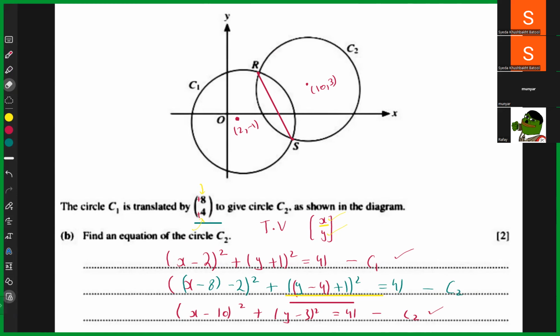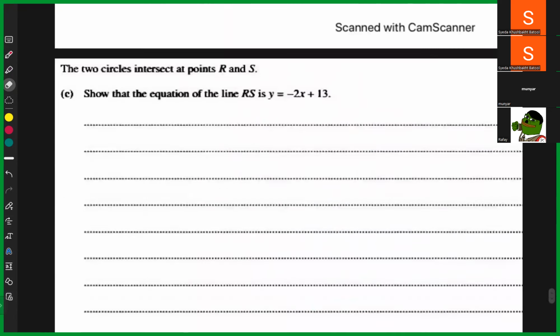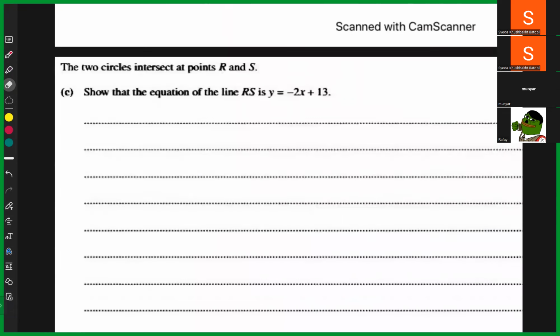Miss, can you show me the question itself so I can note it down? One second. The second question, this part. Part C. Yes, miss. I need to write the question. Okay, don't worry. I can send this on the group as well. Wait, one second. Let me just send. Okay, miss. Done.